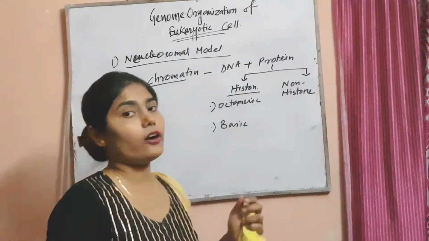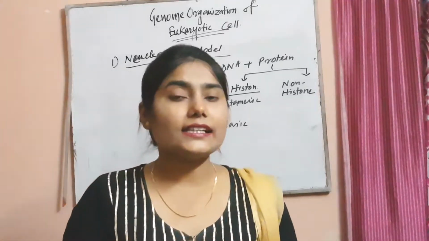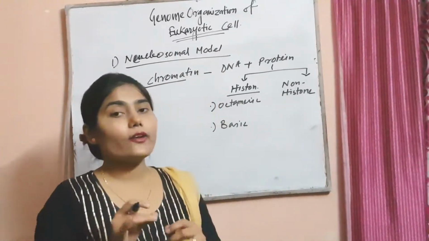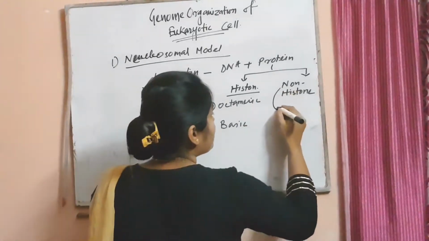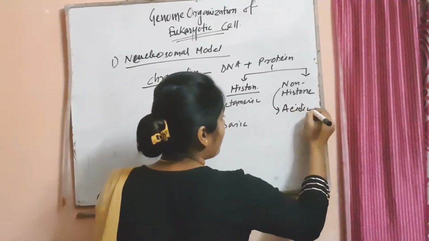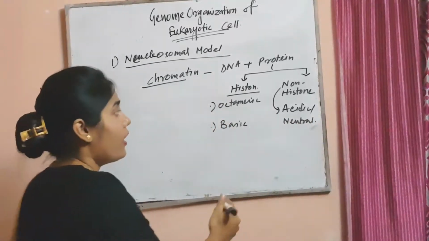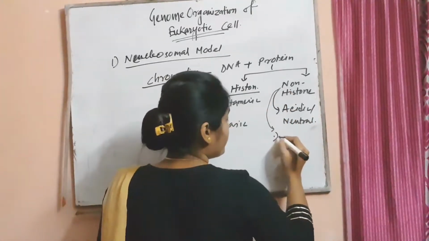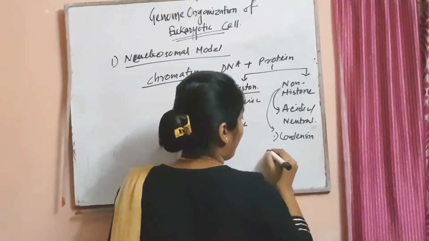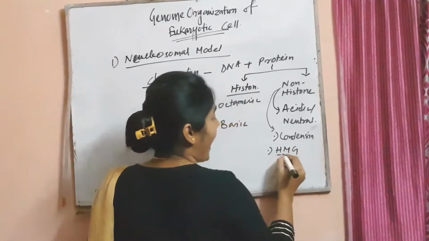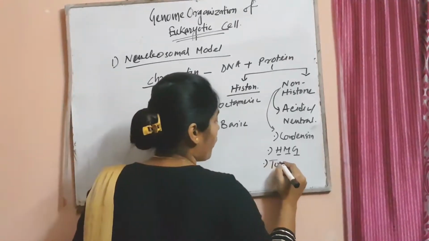Why is it a basic protein? Because this protein is rich in lysine and arginine amino acids. Those amino acids are basic in nature, and because of this it is a basic protein. And the non-histone protein is acidic or neutral type of protein. Examples of the non-histone protein are condensin, or HMG, the high mobility group protein, or another one is topoisomerase.